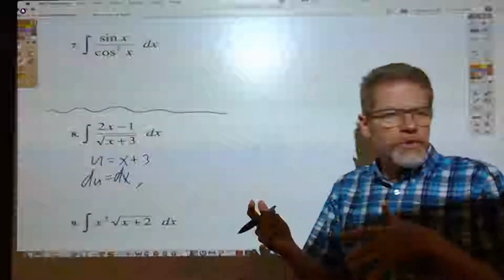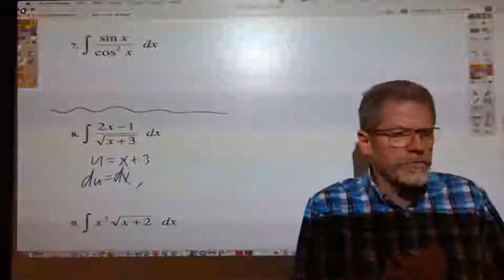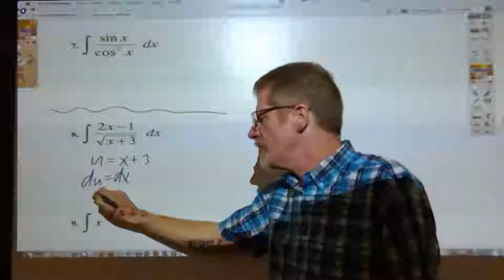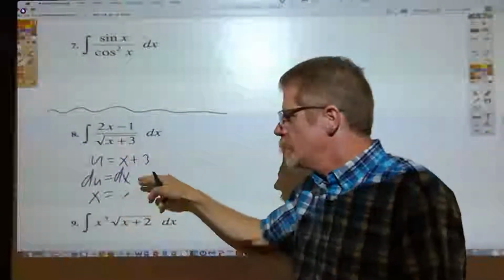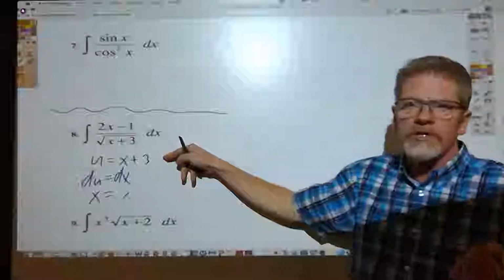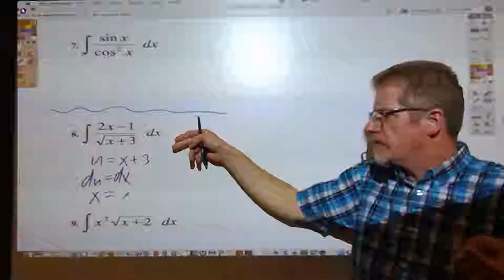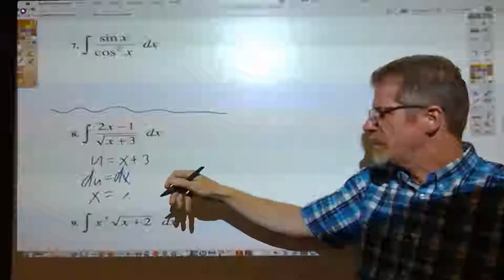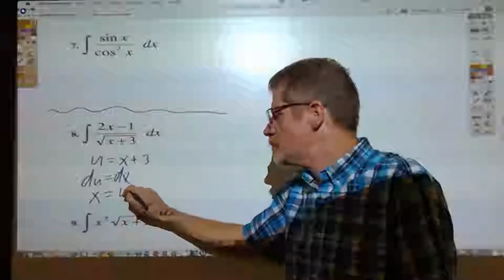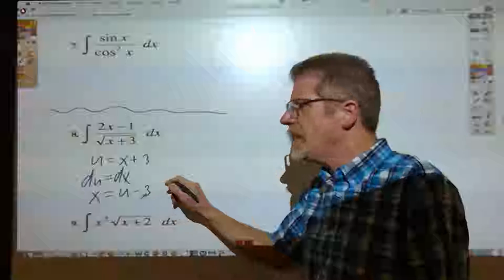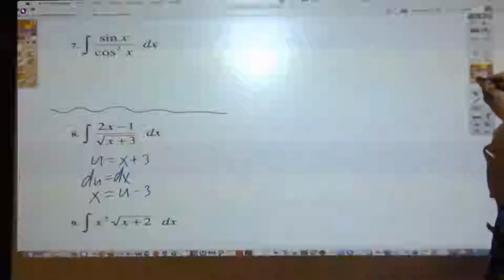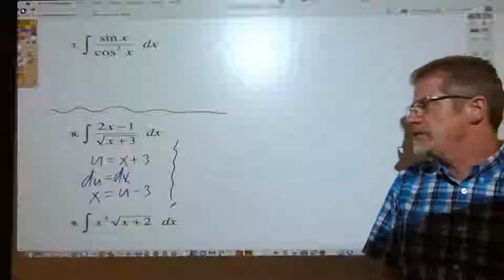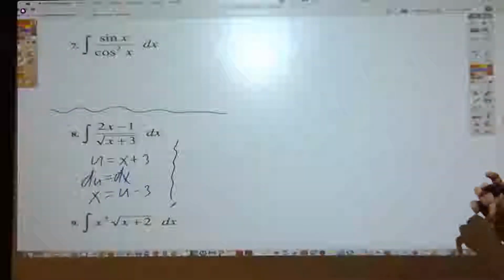So when you run into what feels like a roadblock, consider this move. It's a third layer of substitution. Take the first equation and solve it for x. If u is x plus 3, then x can be replaced with u minus 3. It's a new layer in U substitutions. What does this do for us?